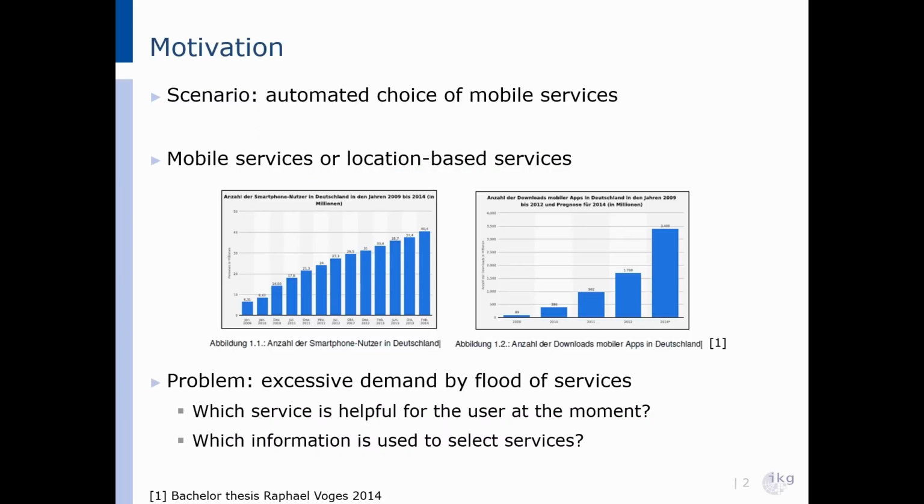The first scenario is about the automated choice for mobile services for smartphone users. Like shown here on these diagrams, nearly everybody is using smartphones, using applications offered on the smartphones, and we want to find out which of those mobile services or location-based services are relevant for the user at a certain point in time. So the problem here is that we have an excessive demand by a lot of services, and the question is which of those services is helpful for the user at the current time. And on the other side, which information is used to select those services.